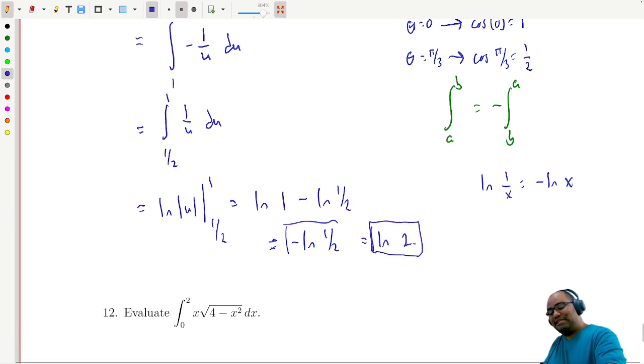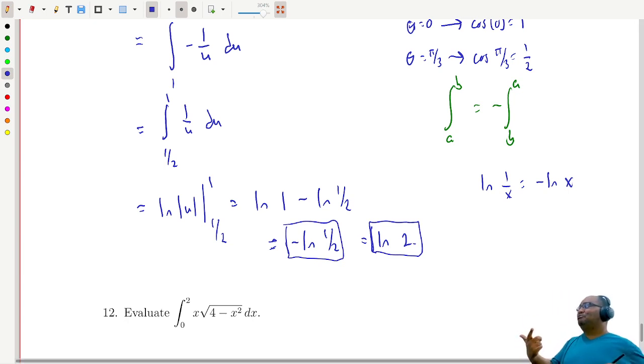Either one of these answers is acceptable, but that's how you handle change of variables. When you have limits of integration, you have to change the limits of integration as well, and then evaluate the definite integral using those new limits of integration just to make your life easier. You have fewer computations to do.